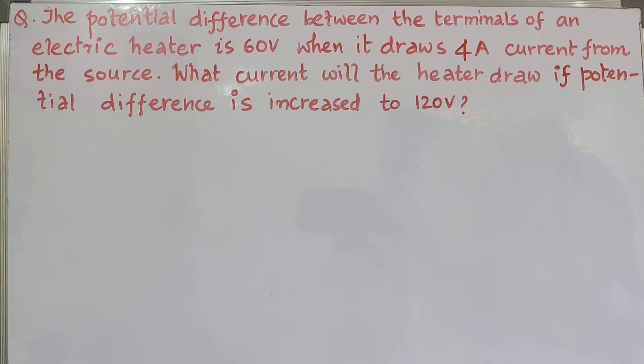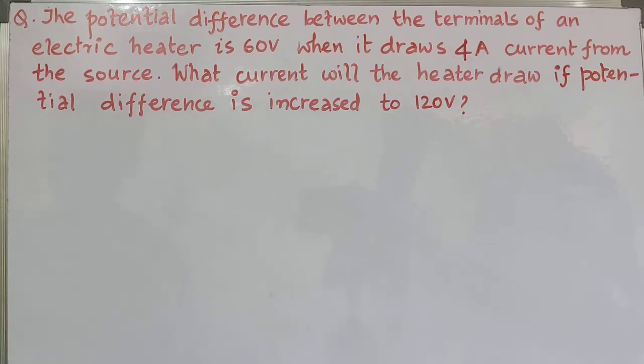This question I have taken from the NCERT textbook of class 10th. The question is, the potential difference between the terminals of an electric heater is 60 volt when it draws 4 ampere current from the source. What current will the heater draw if the potential difference is increased by 120 volt? So in this question we are given a heater.